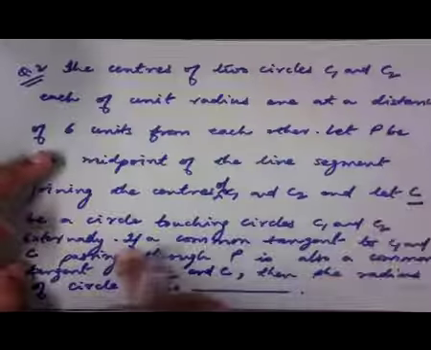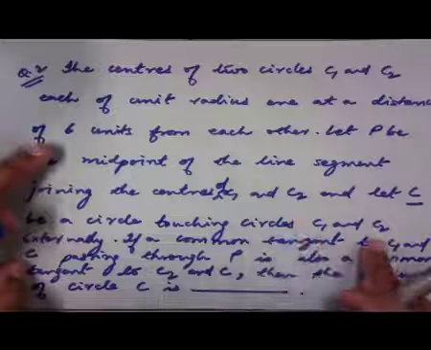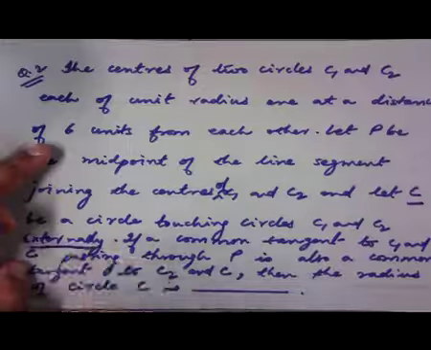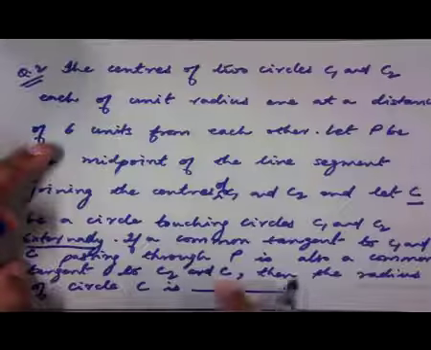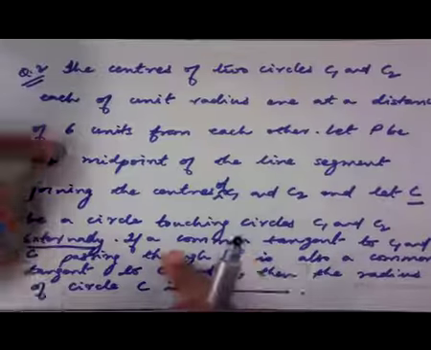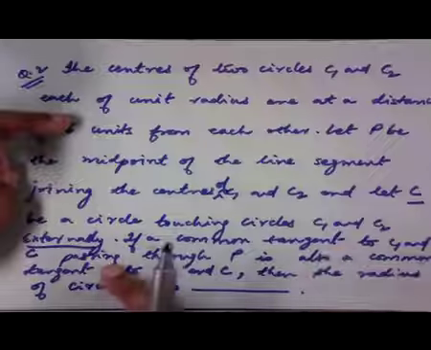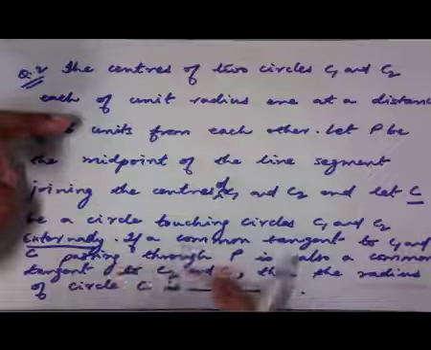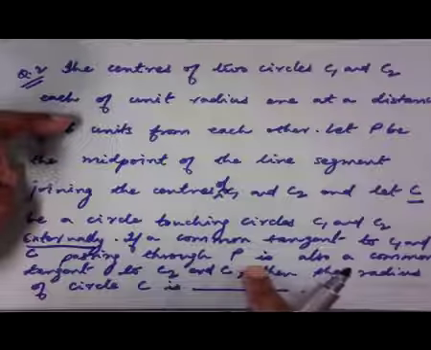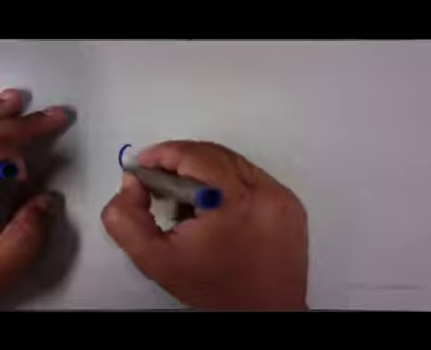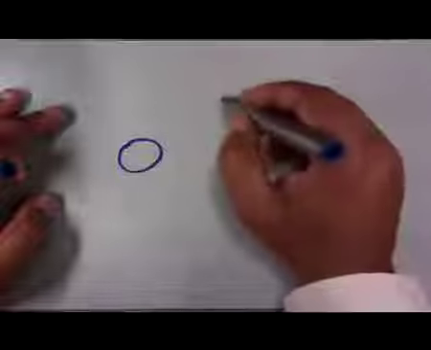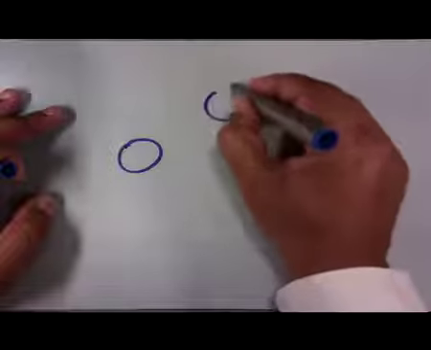Now, let C be another circle touching these two circles externally, but it is touching in such a way that a common tangent to C1 and C passing through P is also a common tangent to C2 and C. So, what is said in this question is that we have two circles of unit radius, C1 and C2, as drawn here.